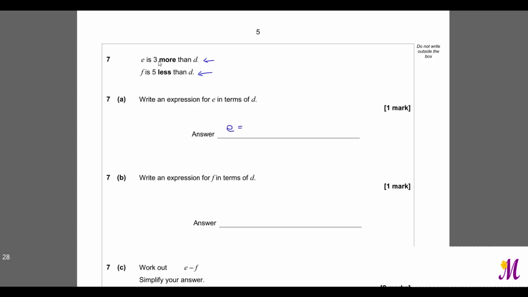We have E is 3 more than D, so we have to add 3 to D. We can say D plus 3. That is E. And then F is 5 less than D, so when we write F in terms of D, that means we have to reduce D by 5, because F is 5 less than D. So we have D and then take away 5, that makes F.